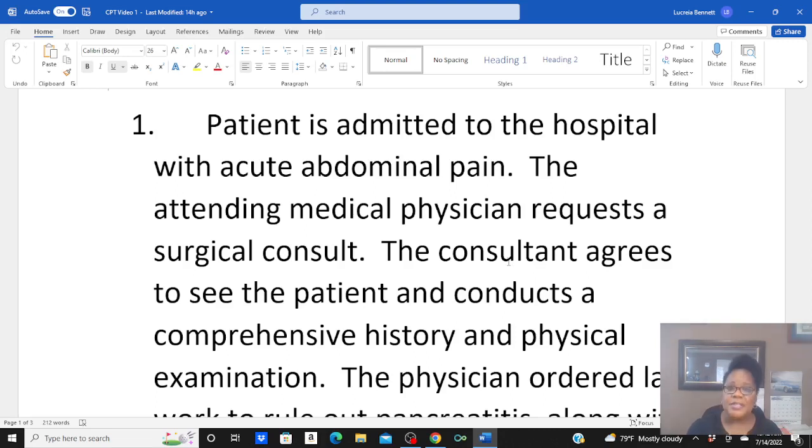Because on page 27, if you're in the 2022 Professional Edition, the heading consultation says, a consultation is a type of E&M service provided at the request of another physician or appropriate source to either recommend care for a specific condition or problem, or to determine whether to accept responsibility for ongoing management of the patient's entire care or for the care of the specific condition or problem. Now, understand that a consultation must be requested by a physician or other appropriate source.